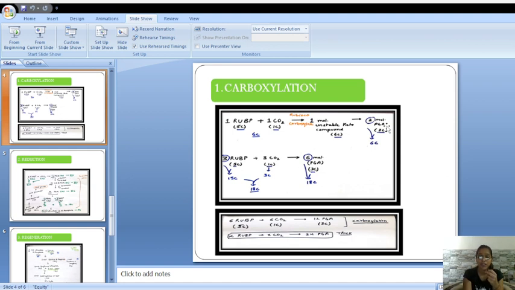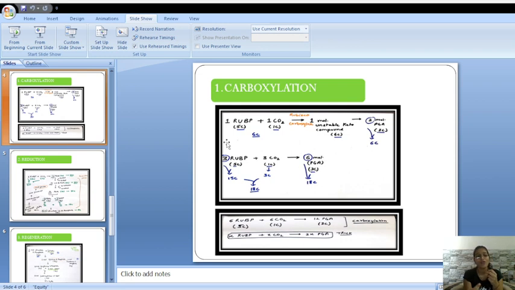So we'll get two molecules of PGA. Okay, now it's very simple. Once you know how to use one RuBP and one CO2, you can easily study the reaction. When you give the exam, there can be a question like: for one RuBP and one CO2 molecule, you will get two molecules of PGA.